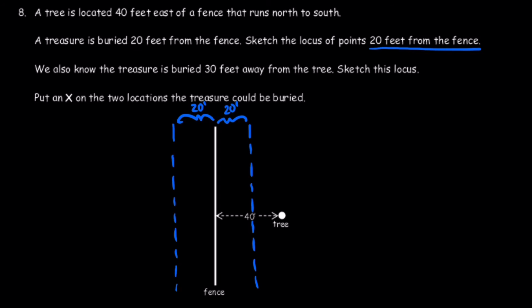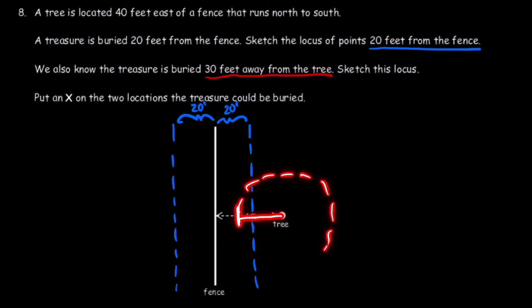Okay, next part. We also know the treasure is buried 30 feet away from the tree. Sketch this locus, 30 feet away from the tree. Well, the tree is a point, so I'm going to sketch a circle. The key is the radius of that circle is going to be 30. How does 30 compare to this distance? Well, this whole distance here is 40. This distance here is 20, which makes this distance 20. So where's 30 going to be from the tree? Well, it's going to go beyond 20 and 10 more. So it's going to be approximately right here.